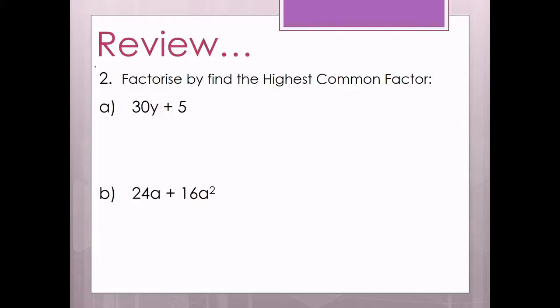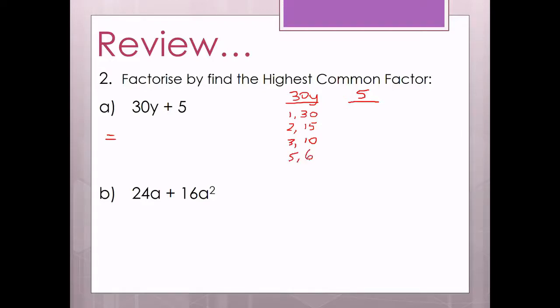Okay, let's check. So remember, what I said is we need to first of all find the highest common factor of 30y and 5, and what I did the other day was we actually wrote these out as a couple of little tables, and these are tables of factors. So for instance, what are the factors of 30y? Well, 1 times 30 equals 30, 2 times 15 equals 30, 3 times 10 equals 30, 4? No, that gives us a decimal answer, and we can't have that. It's 4 times 7.5, so we're going to stick to the whole numbers, as I told you the other day.